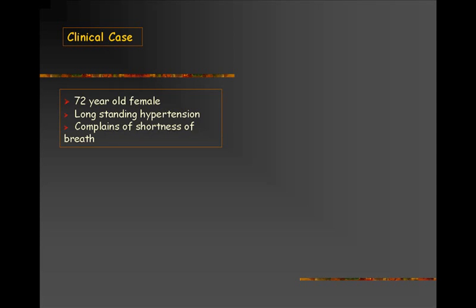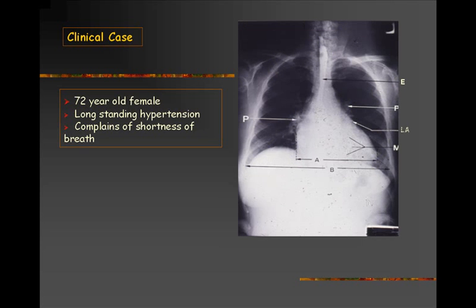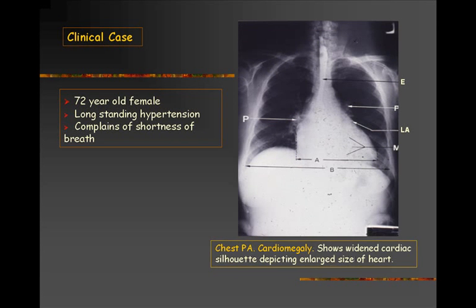Let's look at another clinical case. Here we have a 72-year-old female who has a long-standing history of hypertension and now complains of shortness of breath. Her X-ray is shown here, and she has cardiomegaly, which is an enlargement of the heart. And this is recognized by the widening of the cardiac shadow as compared to the width of the entire chest.